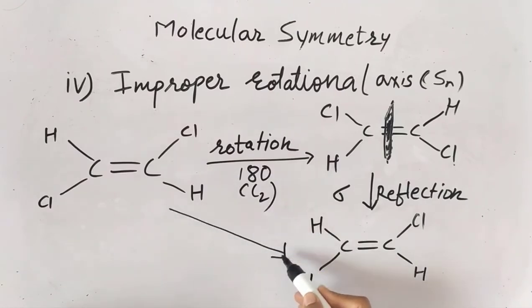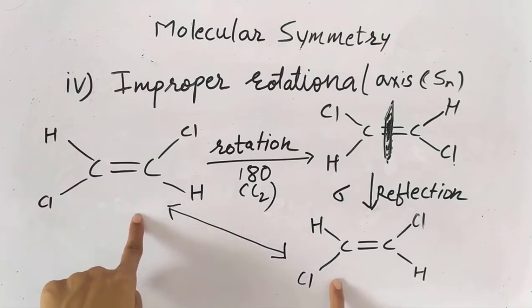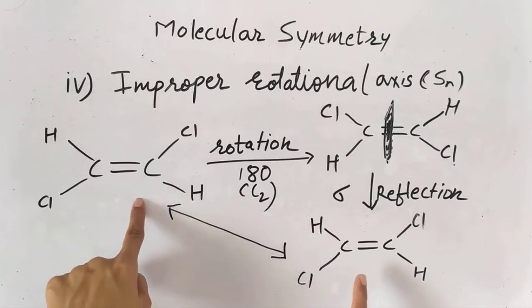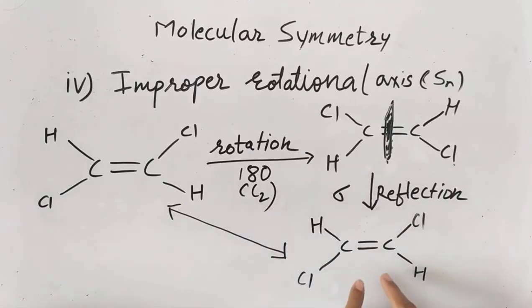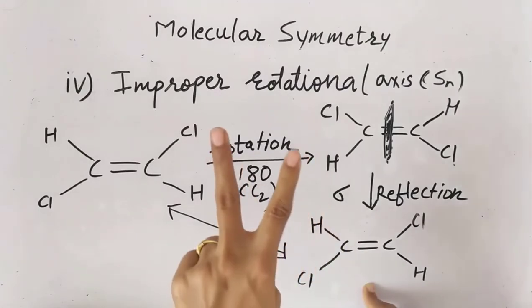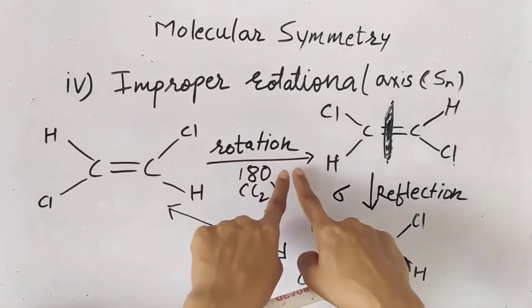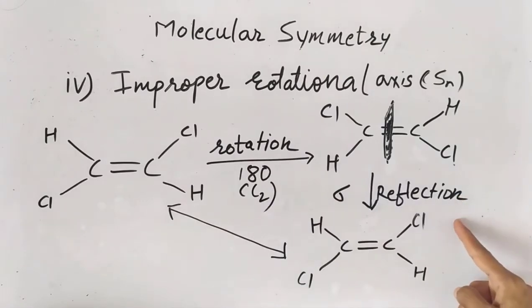Are these two images same? Yes or no? This one and this one? Yes, absolutely. Both these images are absolutely same. Means we have got the original image now. And what kind of operations have we performed to get the original image? Two operations. Which one? Rotation followed by reflection.